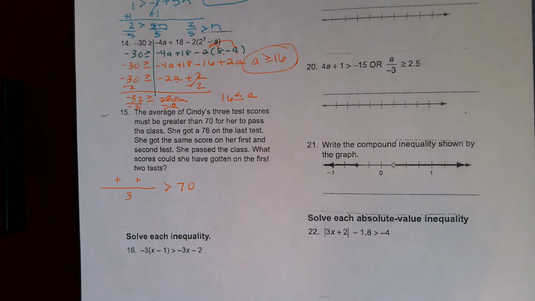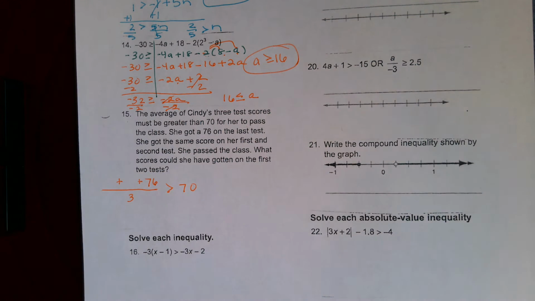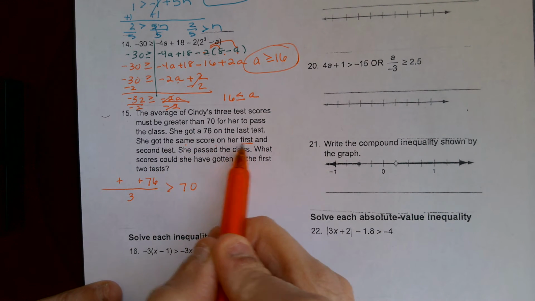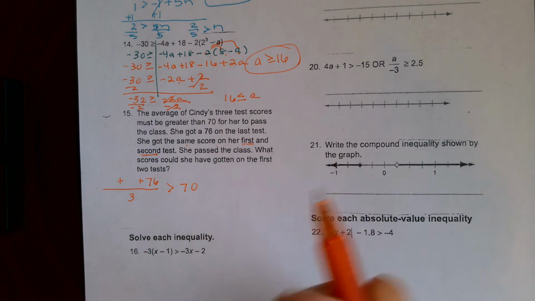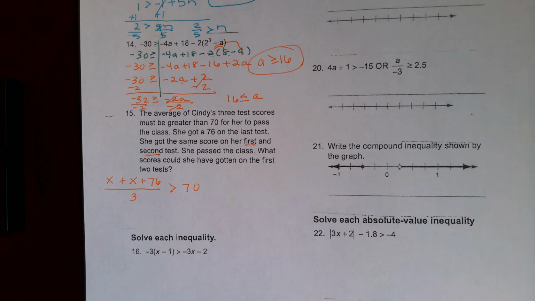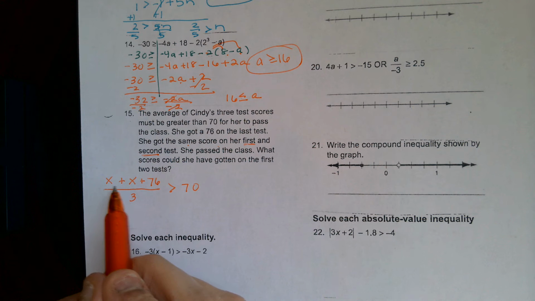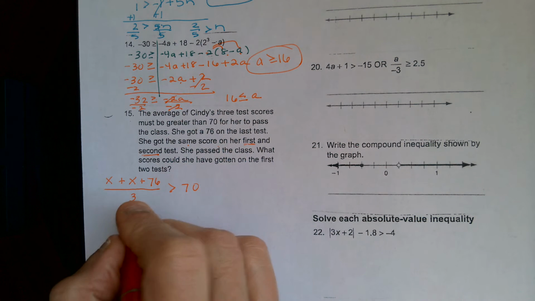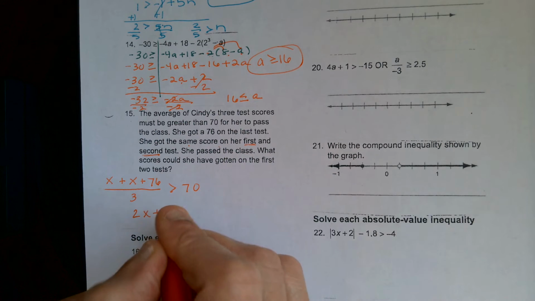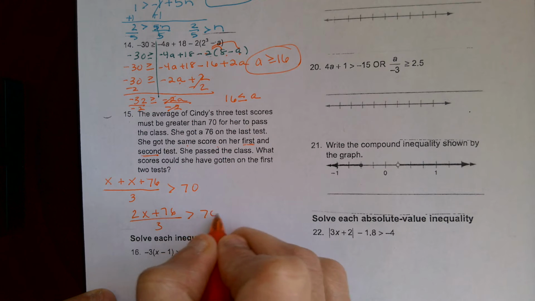So let's see, what were those scores? She got a 76 on the last one, and she got the same score on her first and second one. So pick a variable. We don't know what that score was, but whatever variable you pick, it's the same variable. Okay, great. Let's figure it out then. What score could she have gotten on these 2 tests? Well, let's first of all simplify, because we have x plus x is 2x, plus 76, over 3 is greater than 70.